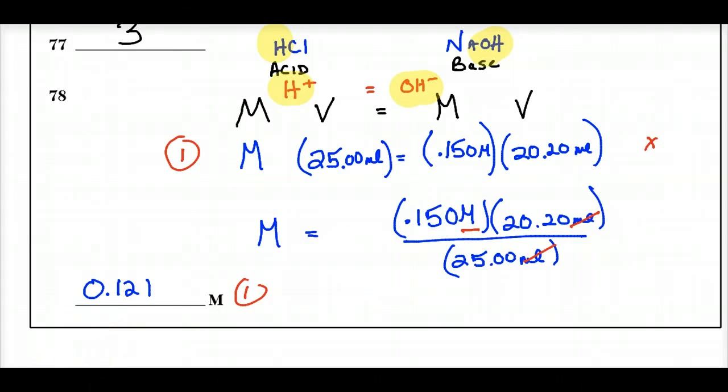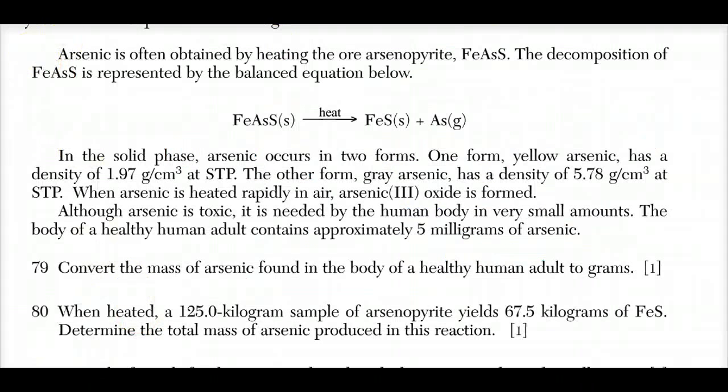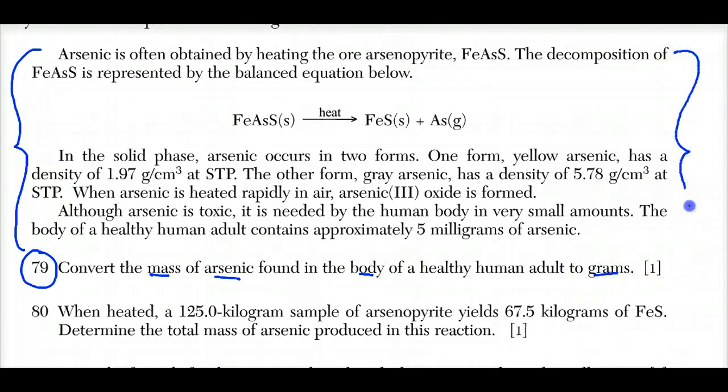Okay, number 79, we have our final blurb. Okay, I'm going to go right to the question. Convert the mass of arsenic found in the body to grams. So after all of this, if you were to read it, your head would be spinning. All they want you to do is take the mass of arsenic and convert it to grams. Let's go find the mass of arsenic. Okay, so we have 5 milligrams of arsenic, and we want to convert that to grams.